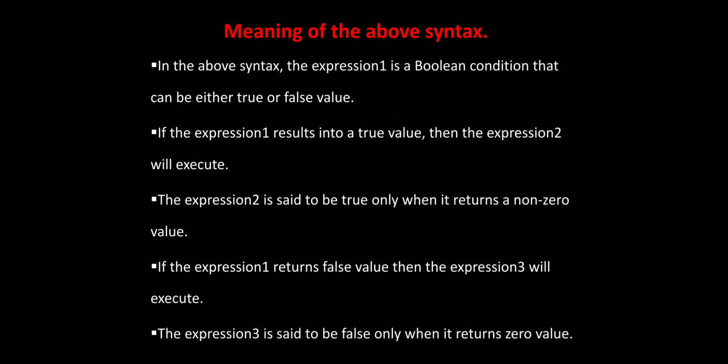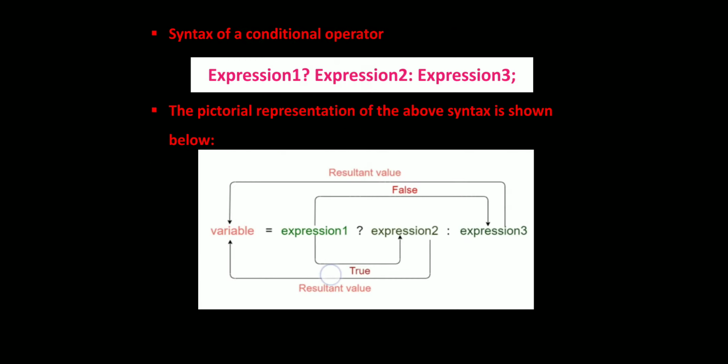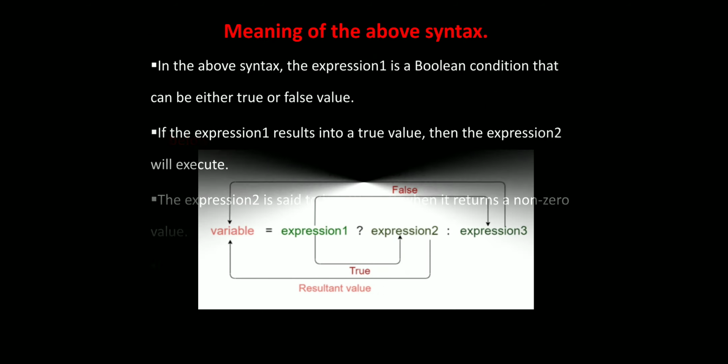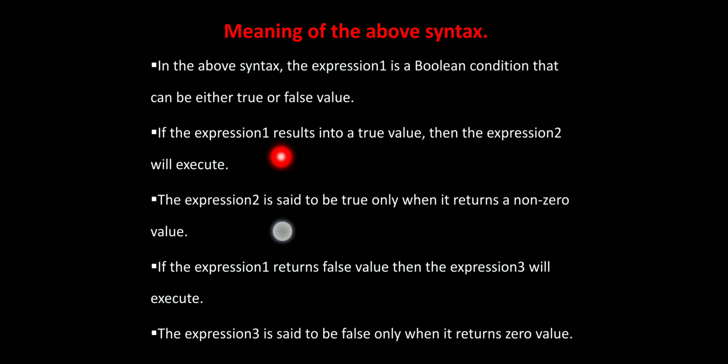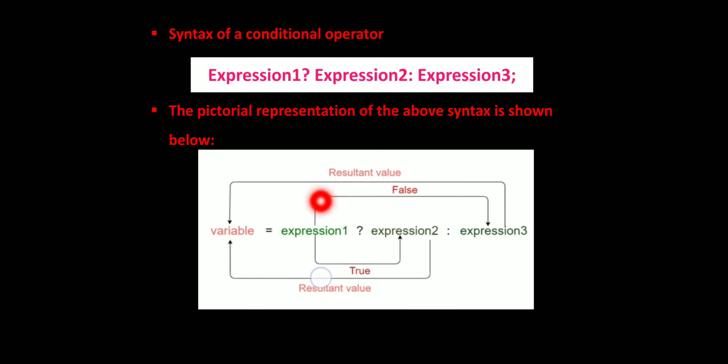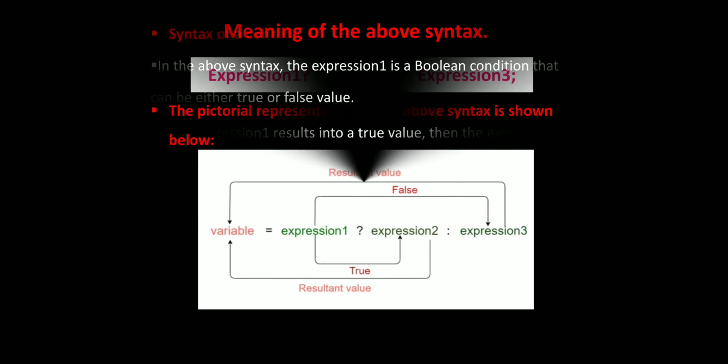The meaning of the above syntax is this: if expression 1 is a Boolean condition, it can be either true or false. It means expression 1 is a Boolean value. It may be true or it may be false. If the expression 1 result is true, then expression 2 will be executed.